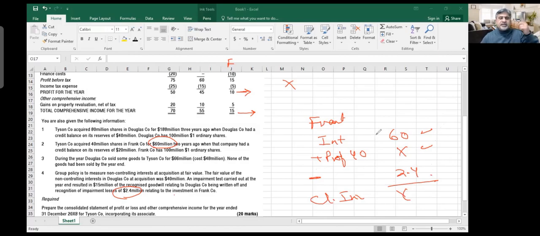So you will say, okay, what was my initial investment in Frank? 60. This is with me. How much profit did Frank make? Whatever profit Frank made, 40% of that belongs to me. I will add it up. And then there is an impairment of this 60 million or whatever. And then I will subtract this 2.4 million loss. And this is my final value of my investment in Frank.